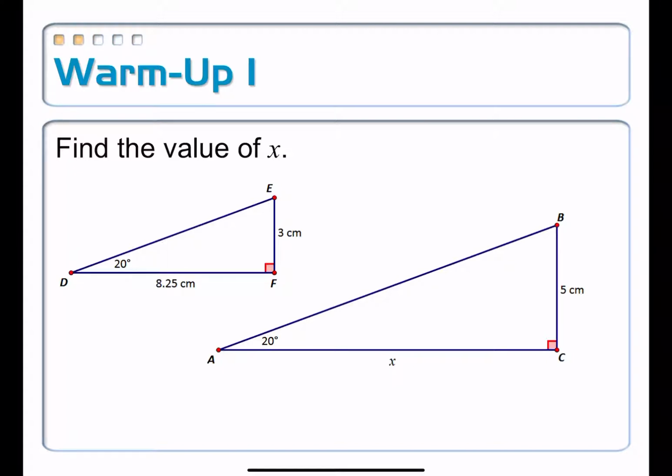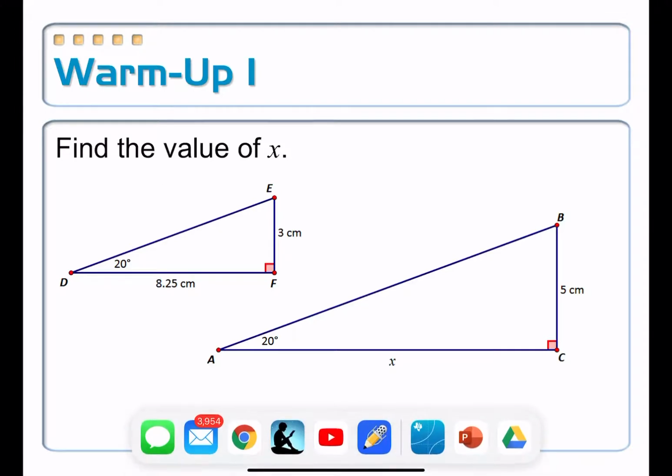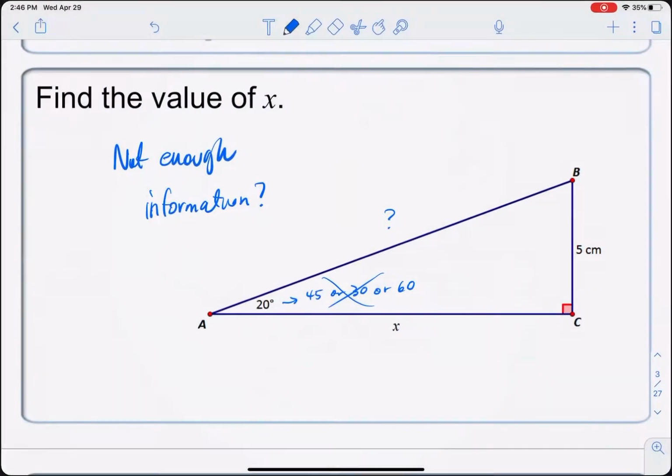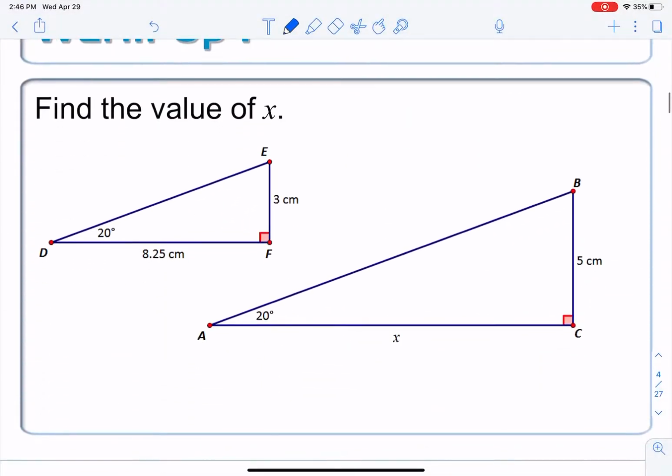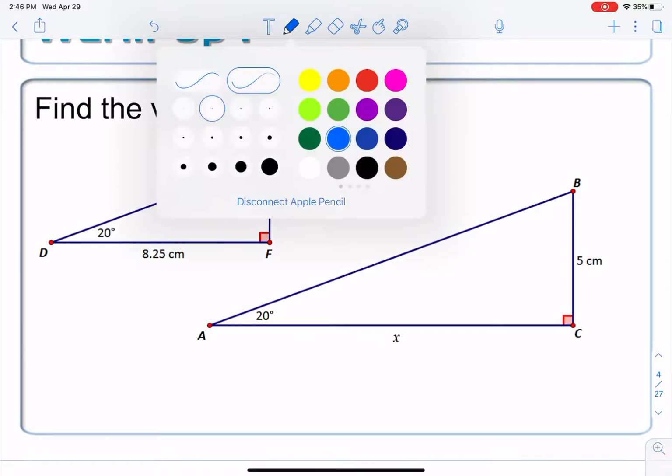What's the relationship between these two triangles? Well, notice that they both have right angles, of course, right triangles. This one's 20, that one's 20. Those two acute angles are congruent to each other, which means that these two right triangles are similar to each other. And if we have similar triangles, then that means that their sides are proportional. So now I should be able to actually solve this problem by just setting up a proportion.